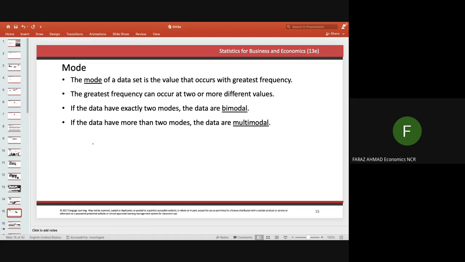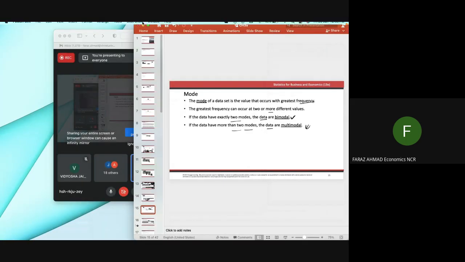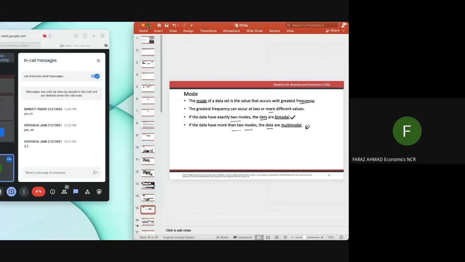All right, now let's talk about mode. Mode is the value that has greatest frequency, right? So the value that occurs many times in the data set. But sometimes there are two values which are occurring the greatest number of times. In that case, you have a bimodal distribution or bimodal data. You may have multimodal data if there are more than two modes. So mode is nothing but the most frequent value in the data set, right?